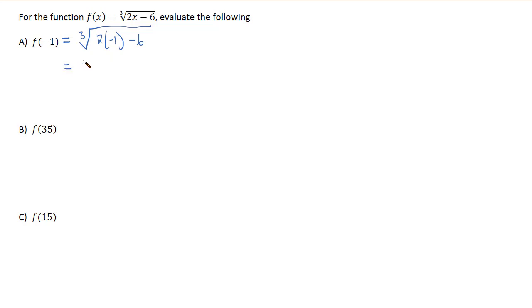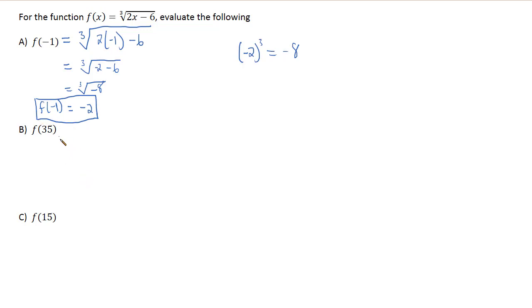Simplifying, this would be the cube root of negative 2 minus 6, which would be the cube root of negative 8. Now remember, we can find cube roots of negative numbers. Since negative 2 cubed is equal to negative 8, the cube root of negative 8 is negative 2. So therefore, for this function, f of negative 1 is negative 2.